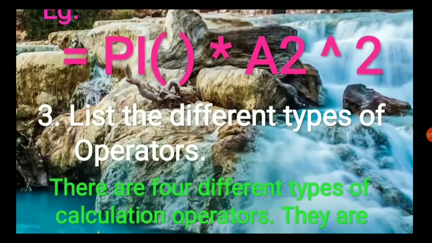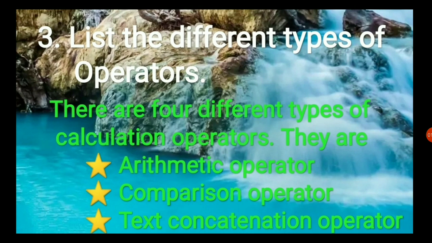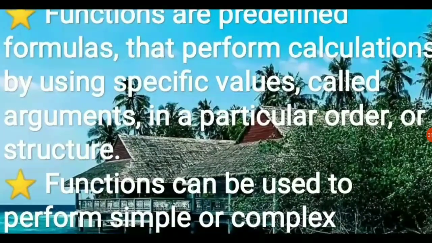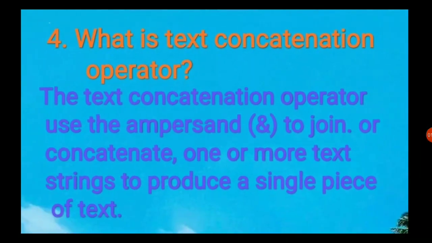Third one, list the different types of operators. There are 4 different types of calculation operators. They are arithmetic operator, comparison operator, text concatenation operator and the reference operator. Fourth question, what is text concatenation operator? The text concatenation operator uses the ampersand, that is in bracket, put the ampersand sign to join or concatenate one or more text strings to produce a single piece of text.